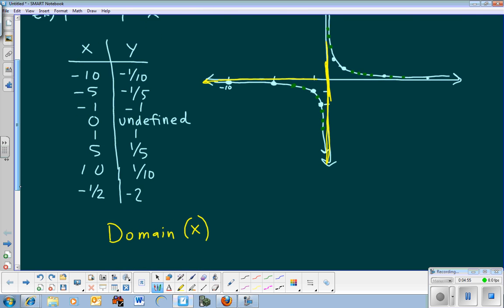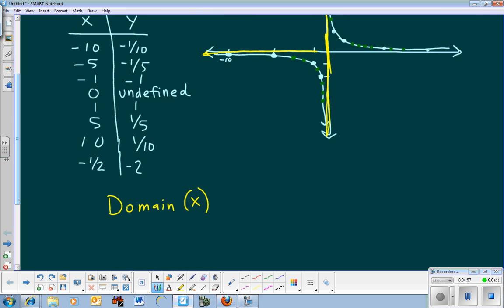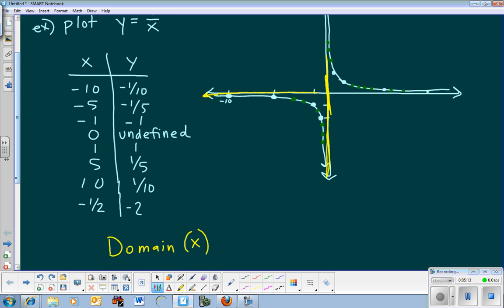Things that are going to mess up our domain are denominators being 0 and square roots being negative. And then when we get into trigonometry later, we'll have some domain issues there. But for now, watch for denominators and square roots. Never let a denominator be 0, and never let a square root be negative. So to add to our graph, the domain is all real numbers except 0.